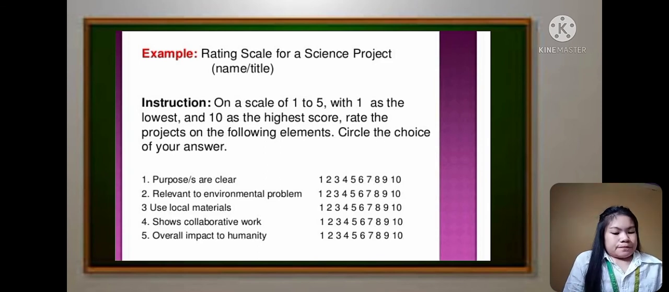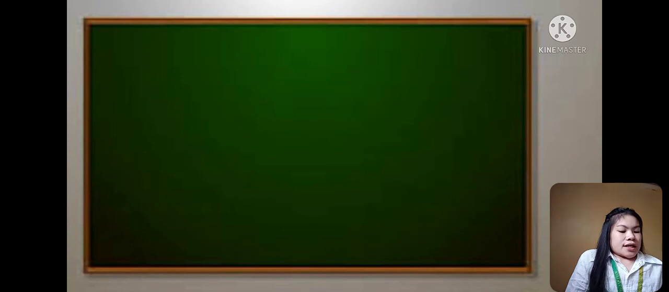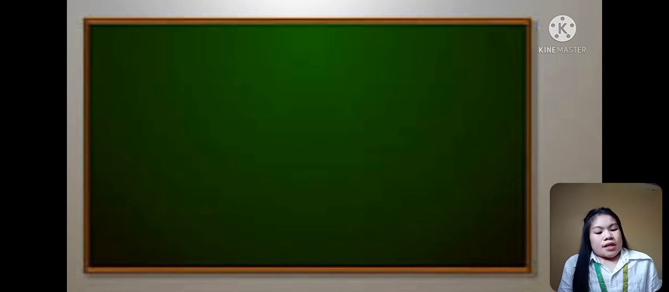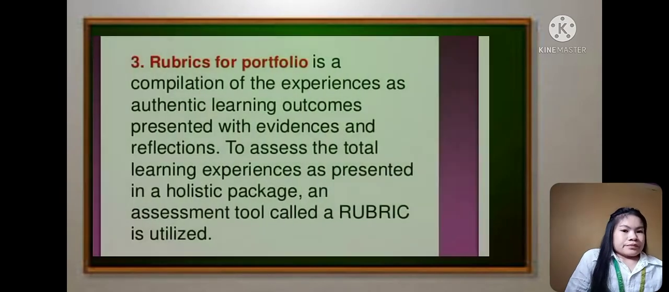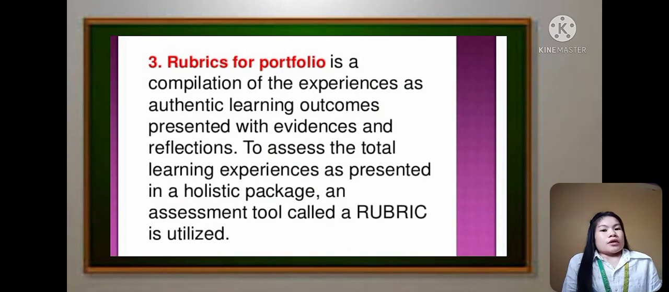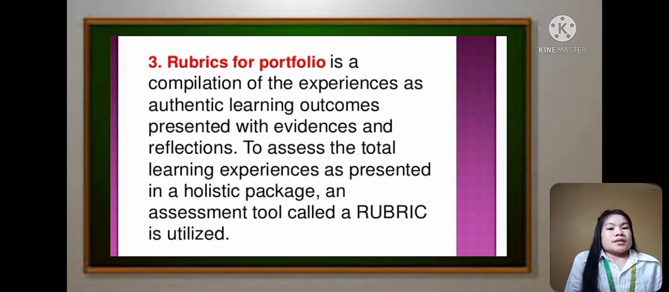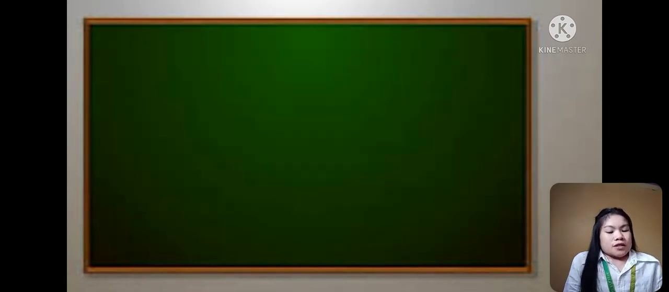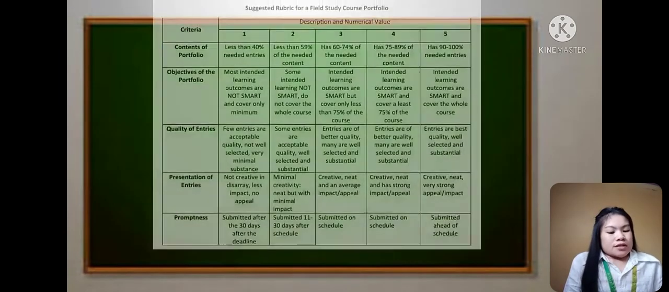Rating scale allows teachers to indicate the degree or frequency of the behaviors, skills, and strategies displayed by the learner. Number 3. Rubrics for portfolio. A portfolio is a compilation of the experiences as authentic learning outcomes presented with evidences and reflections. To assess the total learning experiences as presented in a holistic package, an assessment tool called a rubric is used for the portfolio. Rubrics for portfolio are used to clarify the qualities student work should have, and are often expressed in terms of students.